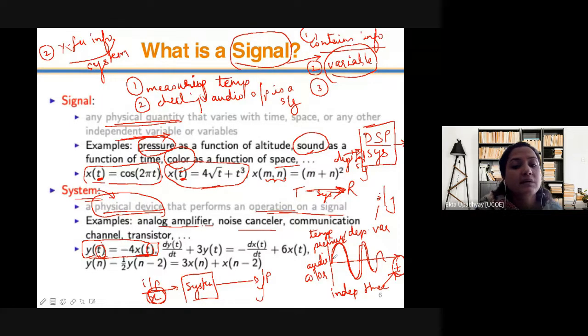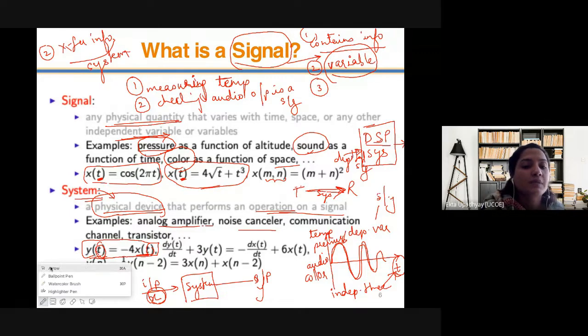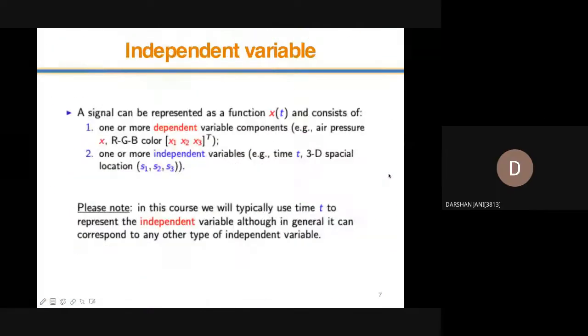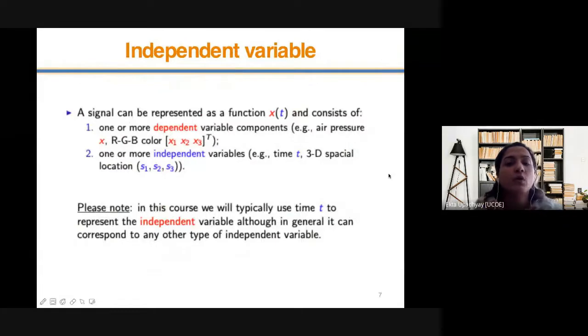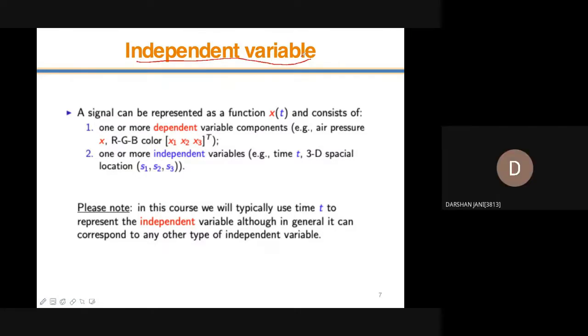Is that clear to everyone? What are we trying to touch upon? Signal system समझा सबको? Ma'am क्या बोल रही है? Right. So try understanding these concepts very clearly. Okay. So let us just see what's an independent variable out here. क्या था independent variable signal में? Time. Very good.